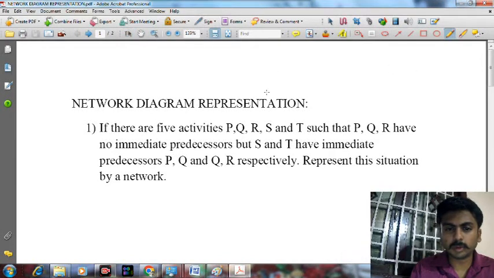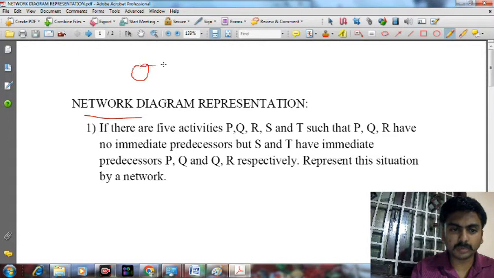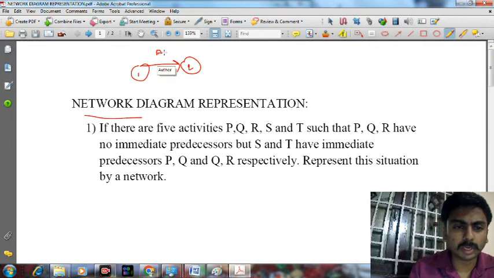Today we are going to discuss network diagram representation. So what is a network? In a network, we have two events that are connected by an activity. So this is 1 and this is 2, and here we will have an activity A. A represents an activity, and 1 and 2 represent events. Events are called nodes.